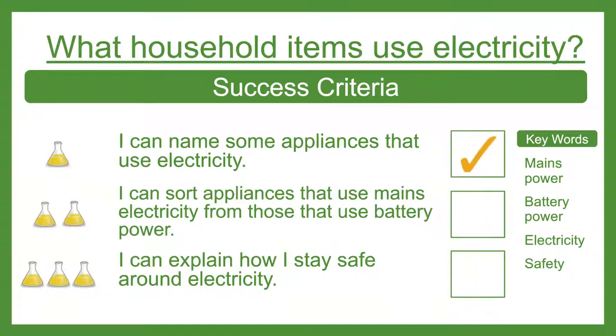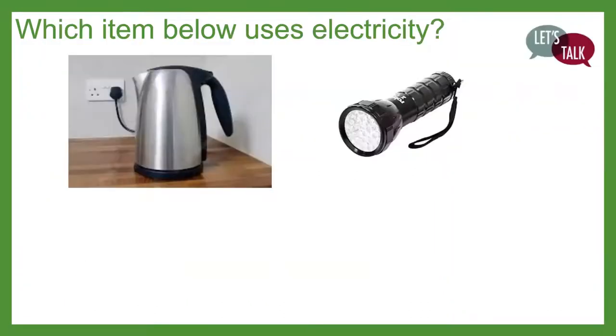Okay. So we've ticked off that first success criteria now. We've been able to name some appliances that use electricity. Which of the items below use electricity? So we've got a kettle and we have got a torch. Which one uses electricity, or which of them use electricity?